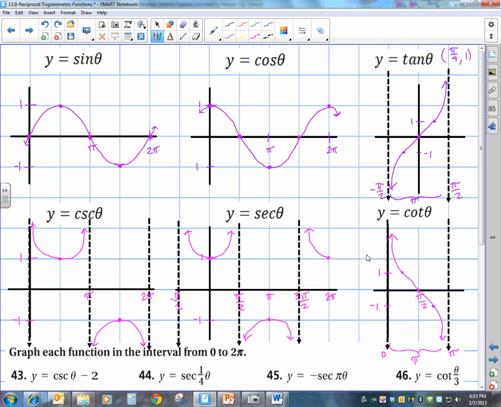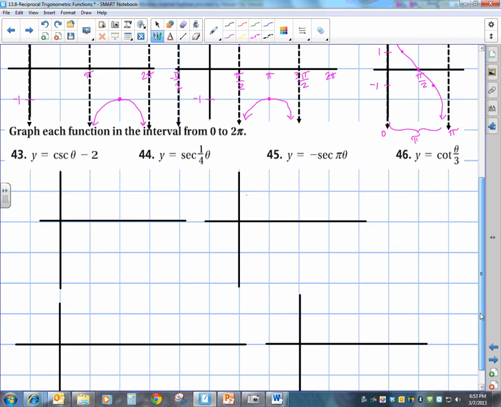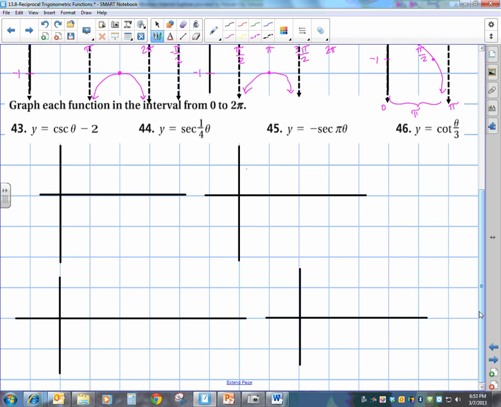Okay, so those are your basic graphs, and now we're going to just do 4 quick examples. If you understand, you can go on if you want to watch some more. Then we're just going to do examples of those curves. So first off, I have y equals the cosecant of theta minus 2. So as we have discussed, this is going to take my normal cosecant curve and shift it down 2 units. Okay, so I'm going to label my graph by 2s, 2 and negative 2.